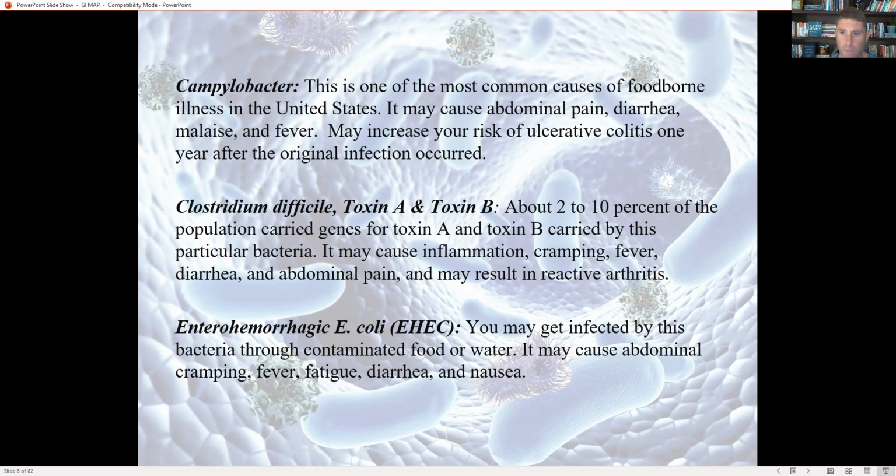Clostridium, like I was talking about, 2 to 10% of the population carry genes for toxin A and toxin B carried by that particular bacteria. And it can cause inflammation, cramping, fever, diarrhea, abdominal pain, and can also result in reactive arthritis.